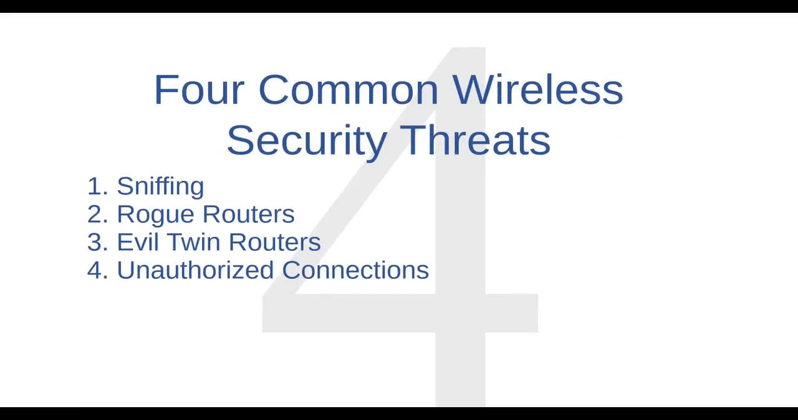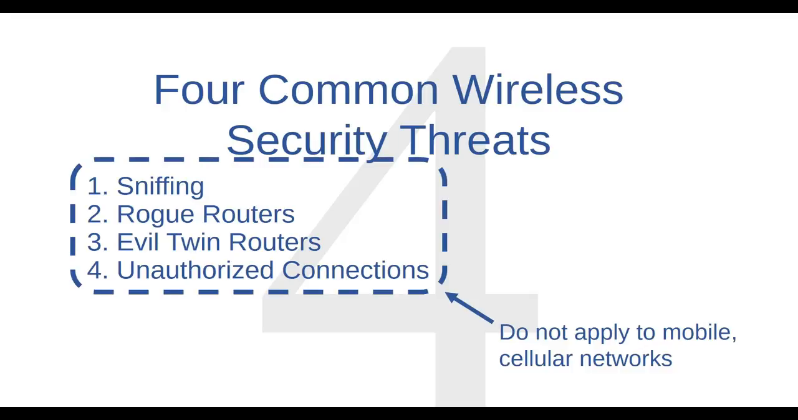Okay, let's review. We've introduced 4 wireless security threats: sniffing, rogue routers, evil twin routers, and unauthorized connections. All of these threats are relevant to Wi-Fi internet connections, but they don't necessarily apply to mobile cellular networks.